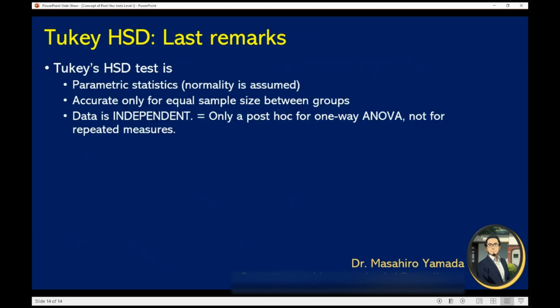Something else you have to be careful about when using Tukey HSD is that this test is parametric statistics. So the data must meet the normality assumptions, and it's accurate only for equal sample sizes between groups. Another assumption is that the data is independent. So it works only as a post hoc after one-way ANOVA, not one-way repeated measures ANOVA.